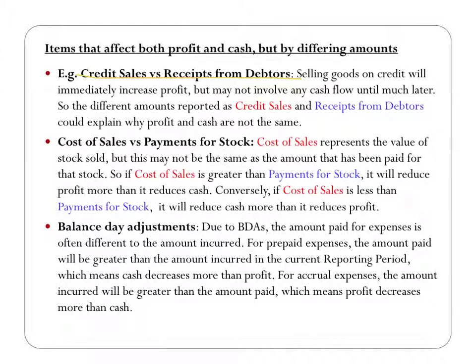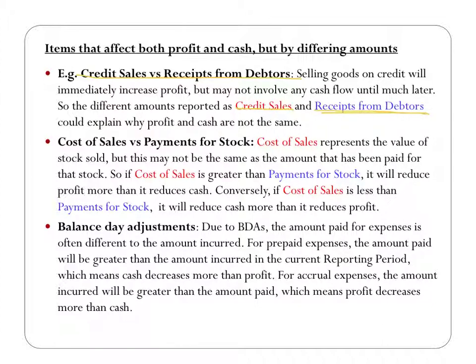So the different amounts reported as credit sales and the receipts from debtors, referring to the cash receipts from debtors, the difference between these two could explain why profit and cash are not the same. There's often a timing difference between the two. Timing difference between when you've sold goods on credit, which will immediately increase your profit, and there's going to be a time lag until when you receive the payments from debtors.